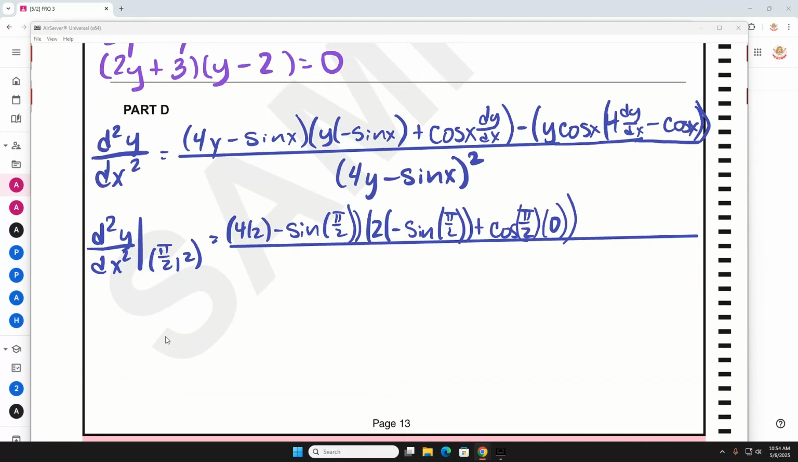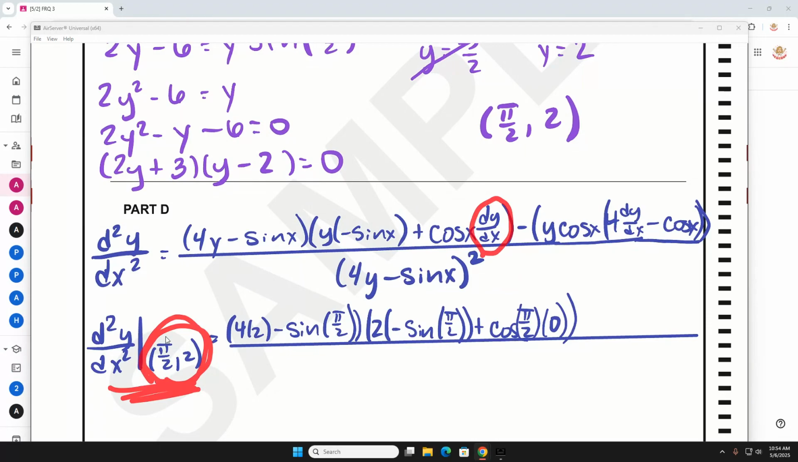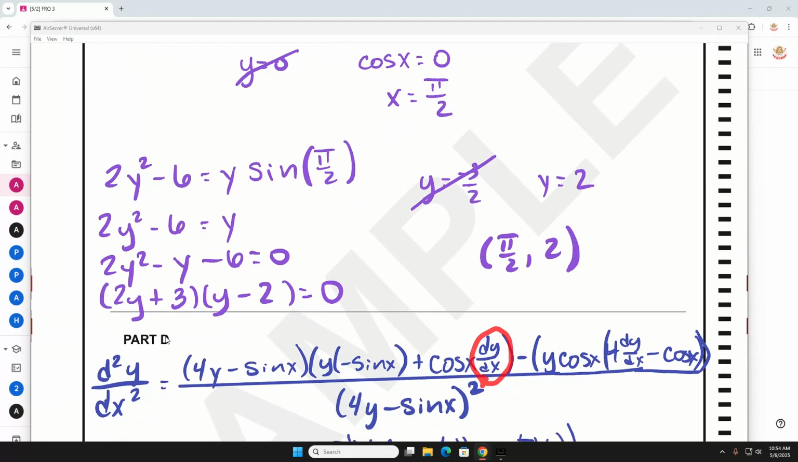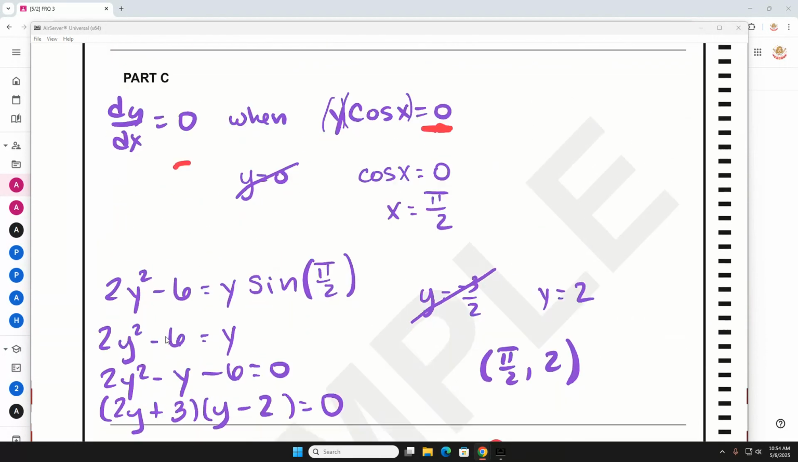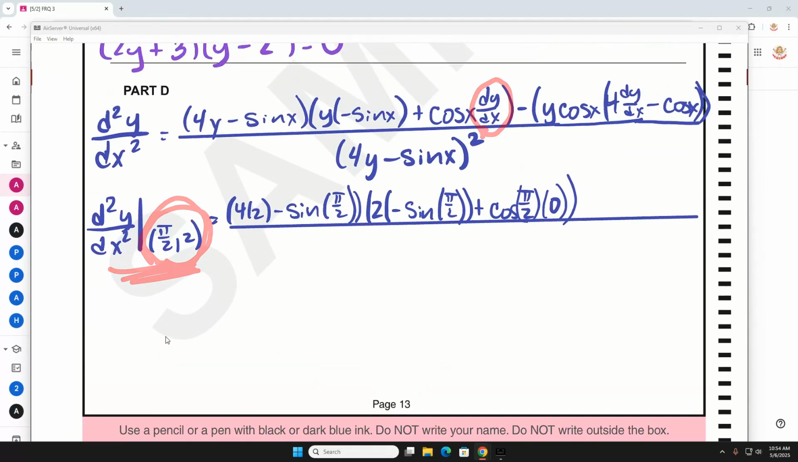But here we are doing it at a point. And so all of this is what's happening at this point. The whole reason why we have that point is because it was where dy dx was 0. So when we plug this in, we already know all of our dy dx's are going to be 0. All right, so then minus 2 cosine pi over 2 times 4. Now that's going to be 0.